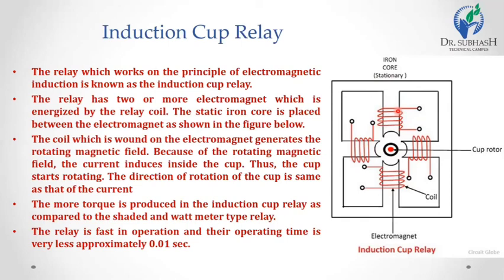So comparing these three relays, that is, watt-hour type, shaded pole type, and induction cup type, the induction cup relay is much faster than the other two relays, and it carries more current because there are four coils which generate more current, and it operates on operating force or restraining force.